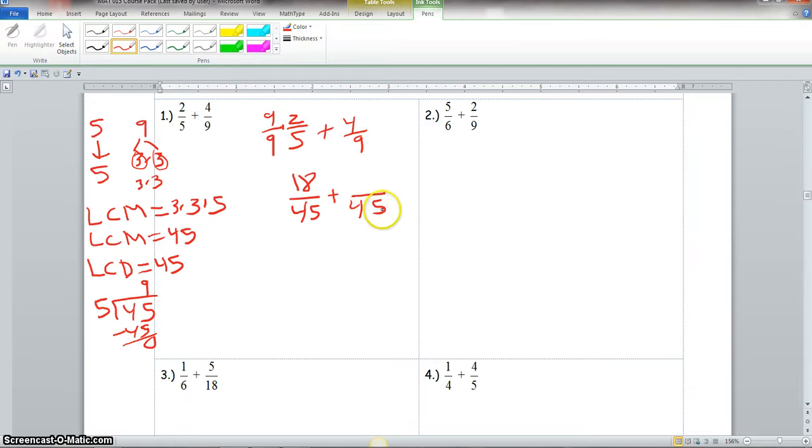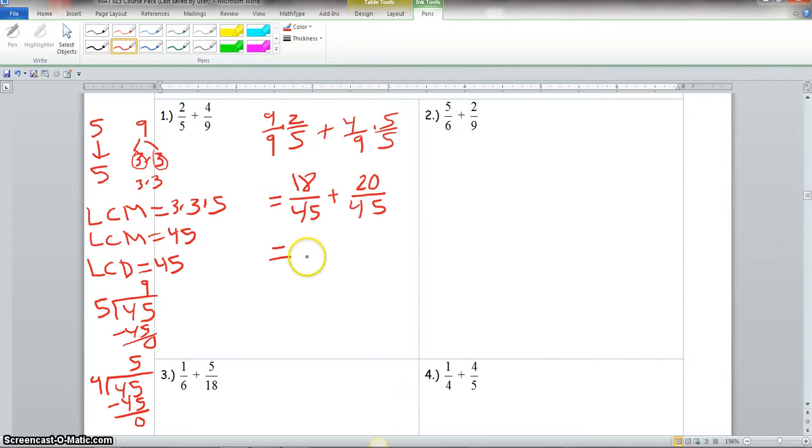Now we go here to this 45. We would take the new denominator, which is 45, divided by the old denominator, which is 9. So we would take 9 into 45. We could write this down here. 9 goes into 45 5 times. And 5 times 9 is 45. We had no remainder. So we're going to multiply the numerator and denominator by 5. 9 times 5 is 45, and 4 times 5 is 20.